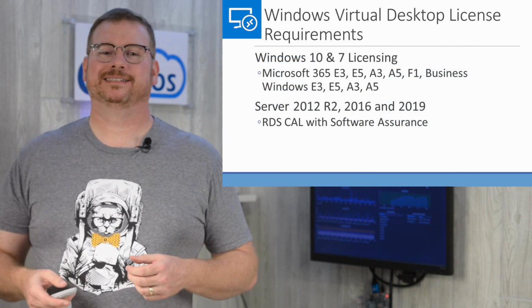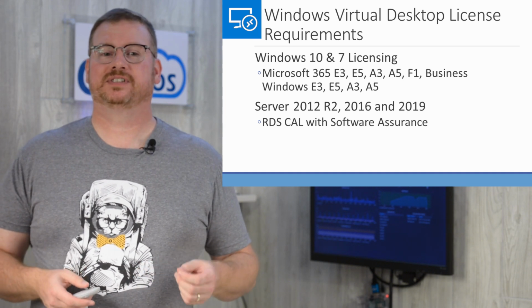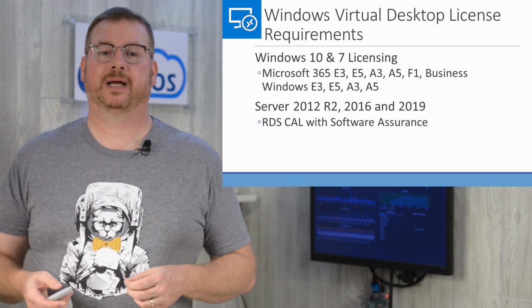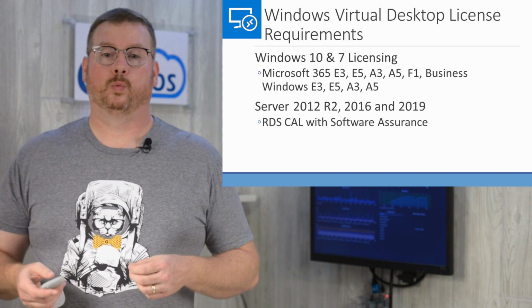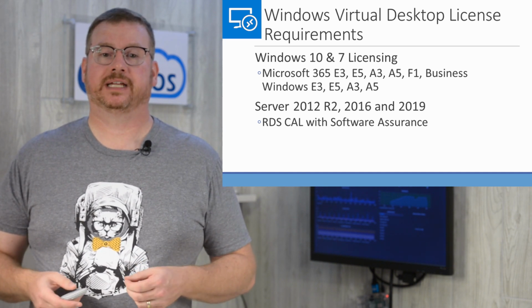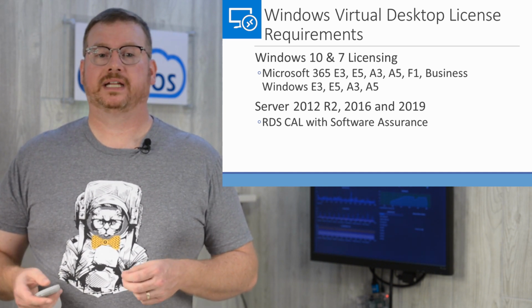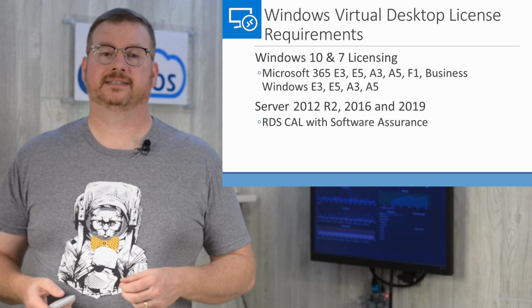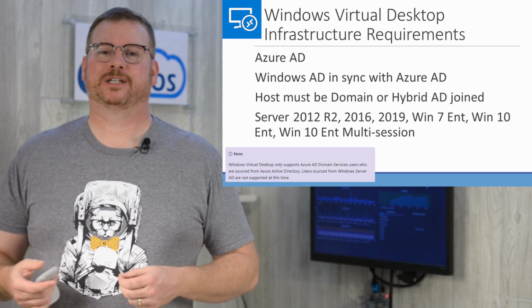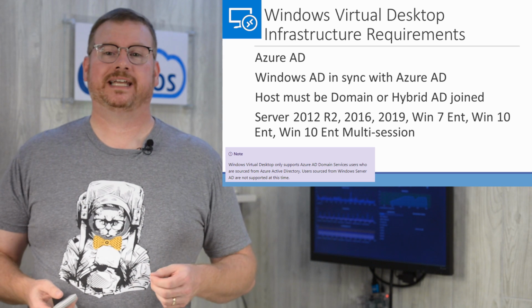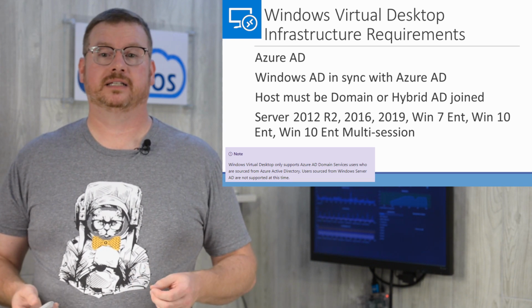That's a good segue to licensing requirements. The Windows 10 or 7 connection requires one of the Microsoft 365 or Windows E licenses shown on the screen. As mentioned before, running Server OS still requires a client access license. On to infrastructure requirements. You will need Windows AD syncing to Azure AD to follow along in this video.